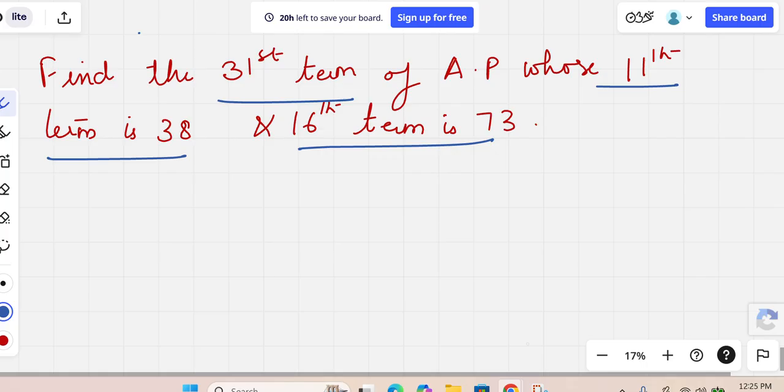Ma'am, D is equal to 7, right? D is equal to 7. Perfect. Okay.